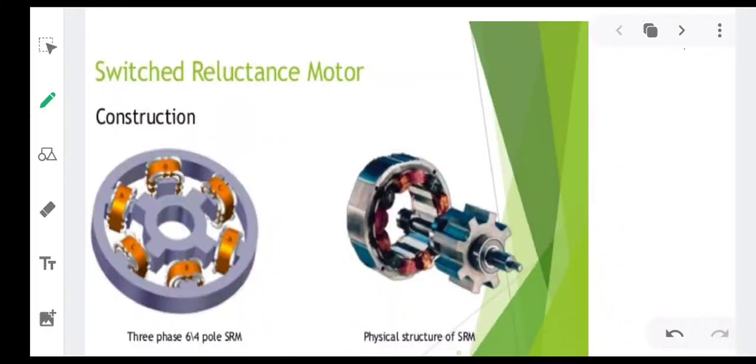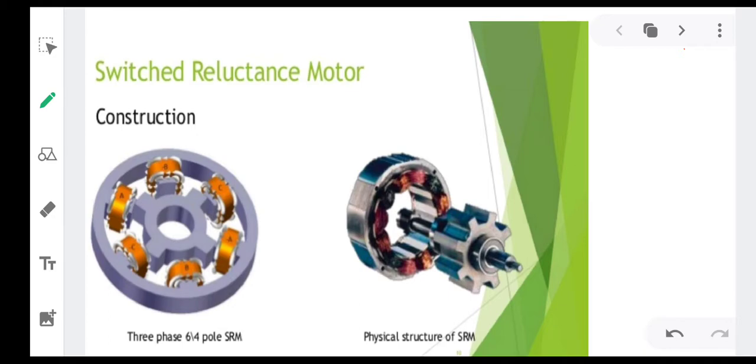So welcome everyone. Today we are going to discuss a switch reluctance motor, the construction and principle of operation of a switch reluctance motor, and the power semiconductor circuits that we are using to control the operation of a switch reluctance motor. We shall see this in detail.